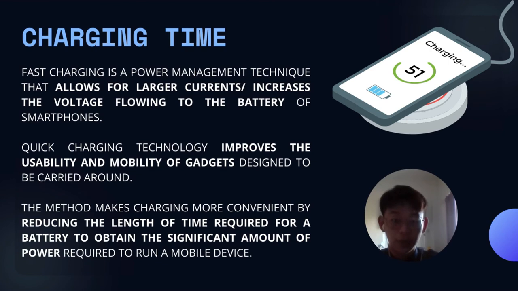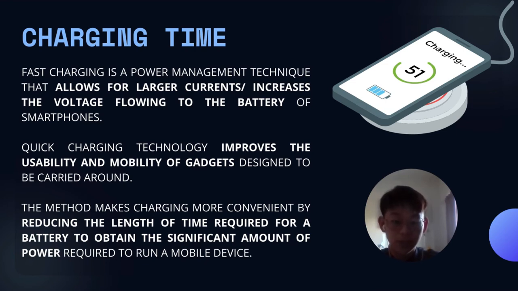Next, the last technical requirement is charging time. Fast charging is a power management technique that allows for larger currents or increased voltage flowing to the battery of smartphones. Fast charging allows for the quick and efficient charging of batteries. This technology improves the usability and mobility of gadgets designed to be carried around.